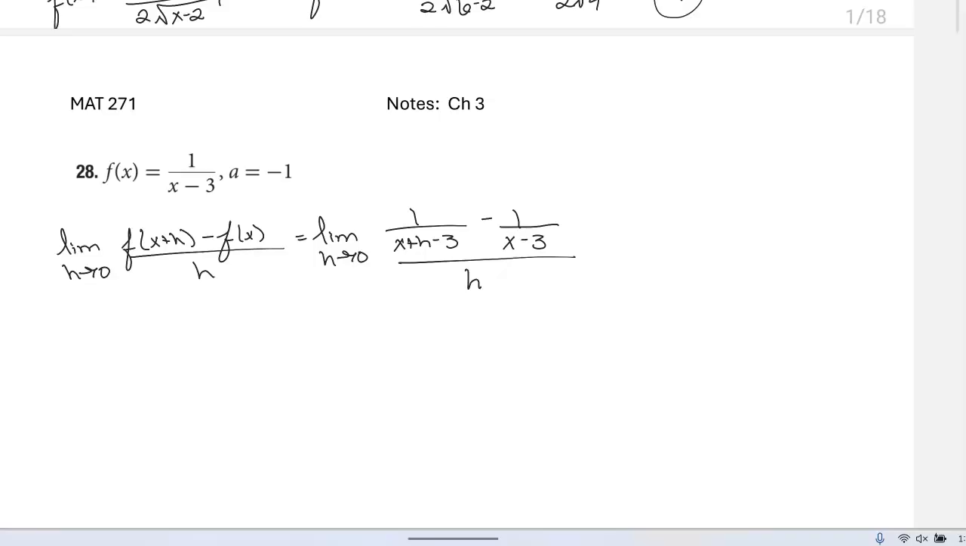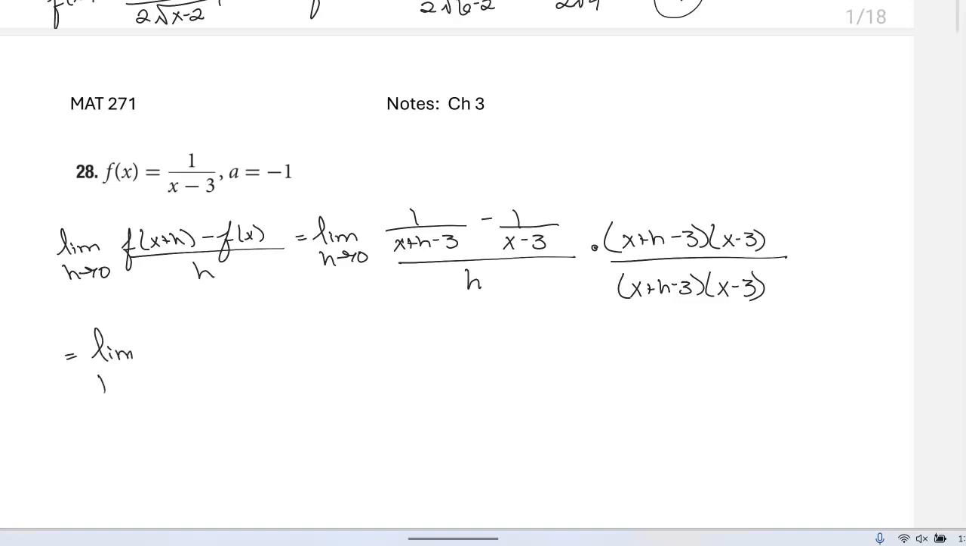And we've got a couple of ways to do that. Here's what I'm going to do. I'm going to multiply the top and bottom of the big fraction by that common denominator, x plus h minus 3 times x minus 3. What I do to the top of the big fraction, I've got to do to the bottom. Because math is always fair.